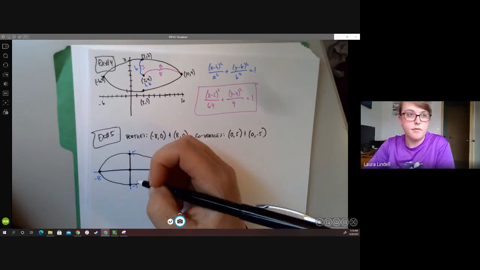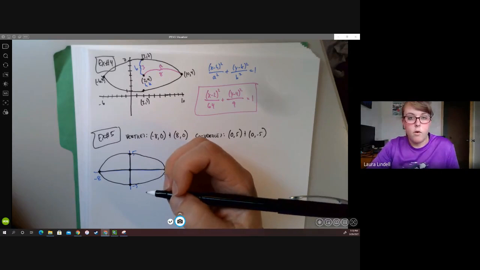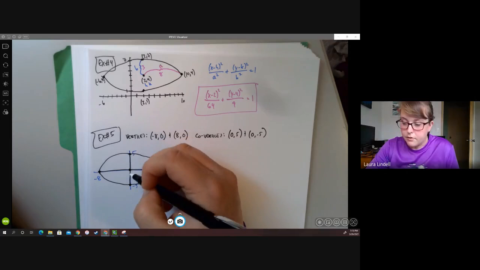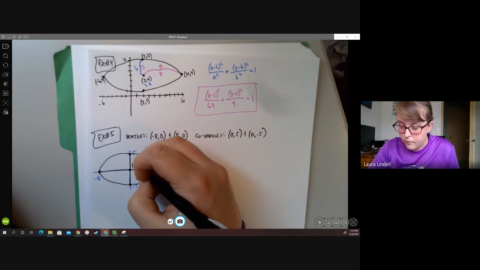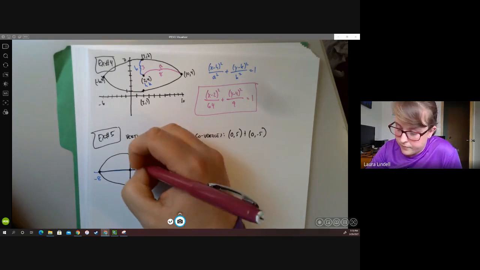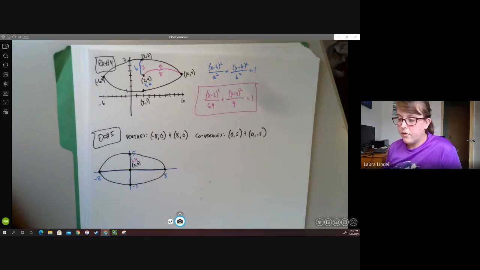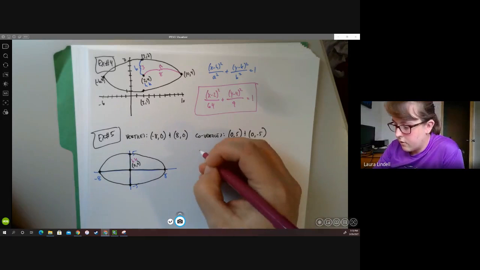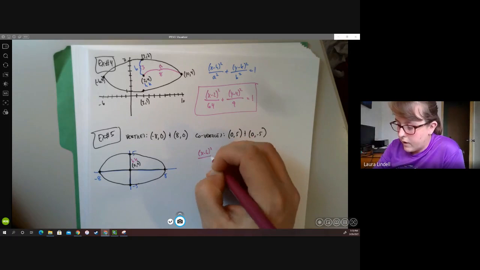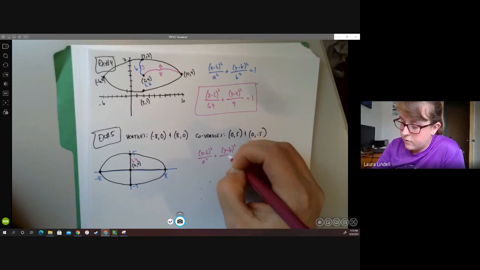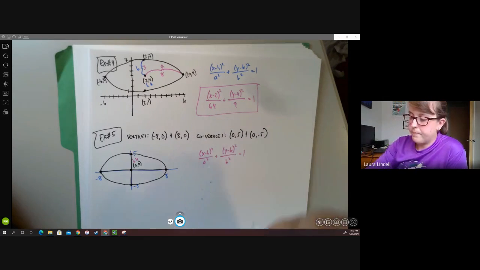where they cross is the center. Or you can also do it as halfway between the two. Either way that you decide to do it, we notice that our center is the origin in this one, 0, 0. So that would be h, k. We also notice that we're still dealing with the horizontal orientation here. So x minus h squared over a squared plus y minus k squared over b squared equals 1.